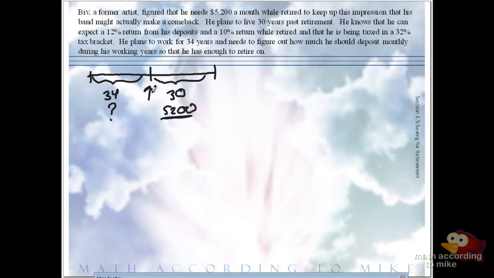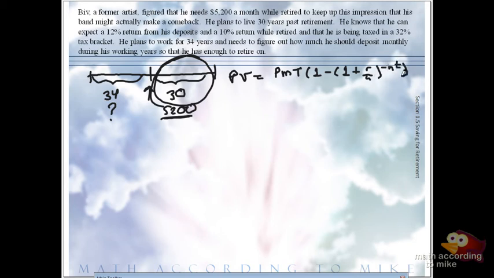So since during this portion he is emptying out the account, you want to think about amortization, but amortization is solved for the payment. We need to know the value of the account, where we already know the payment. And remember, that's your present value formula. So PV is going to be equal to PMT times 1 minus 1 plus R over N to the negative NT all over R over N.